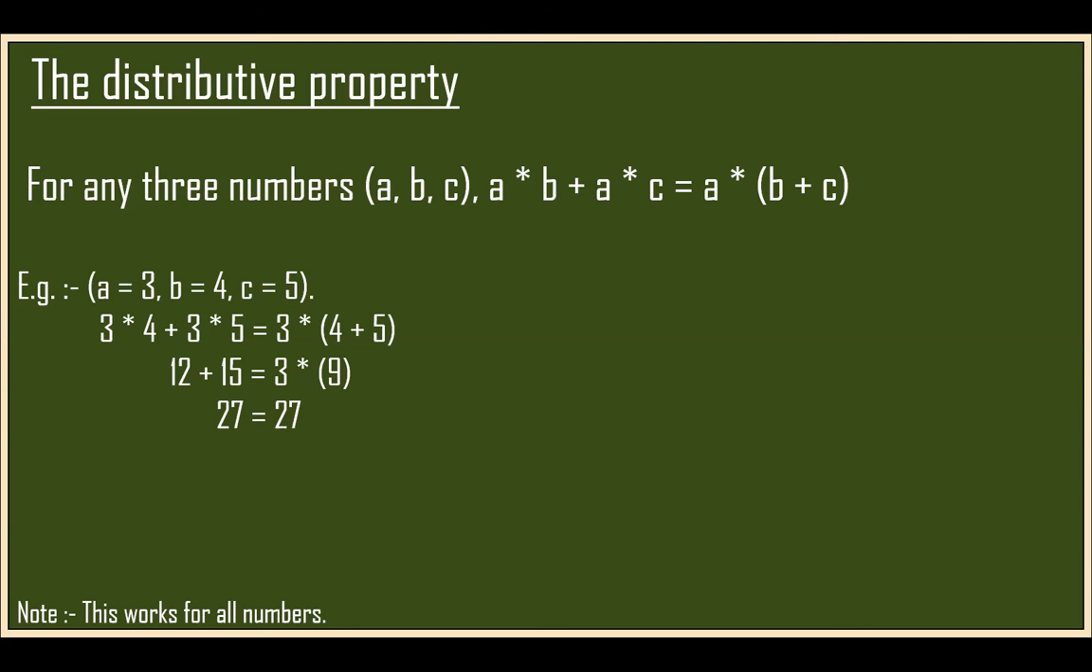Now let us take an example where A is 3, B is 4 and C is 5. So 3 times 4 plus 3 times 5 should be equal to 3 times (4 plus 5). 3 times 4 is 12, 3 times 5 is 15. For 3 times (4 plus 5), 4 plus 5 equals 9, so 3 times 9 is 27. 12 plus 15 also equals 27. So the right hand side equals the left hand side, and these values are true for the distributive property.